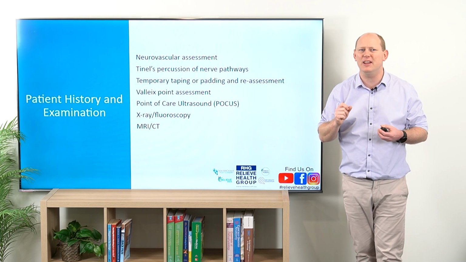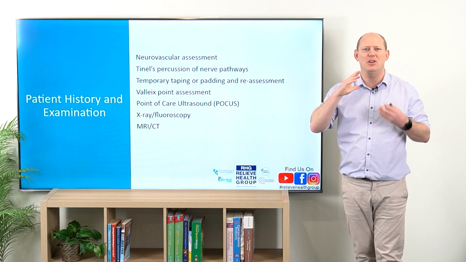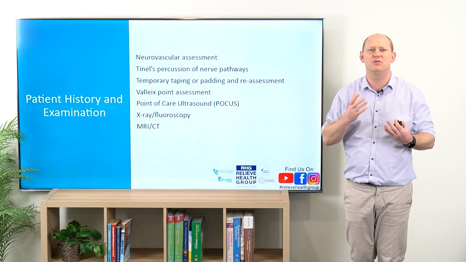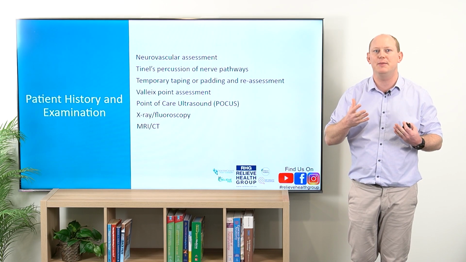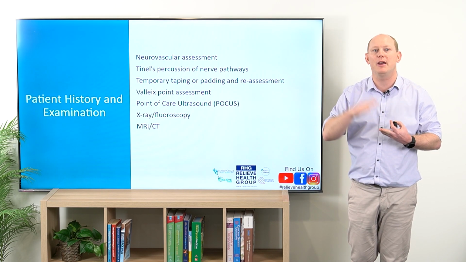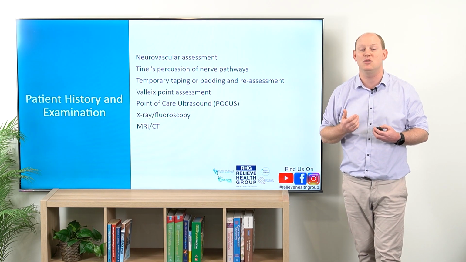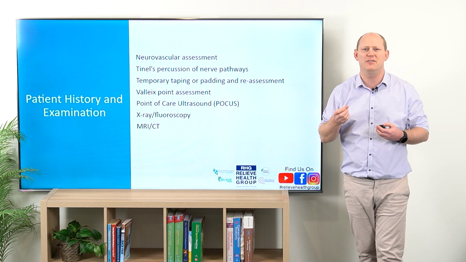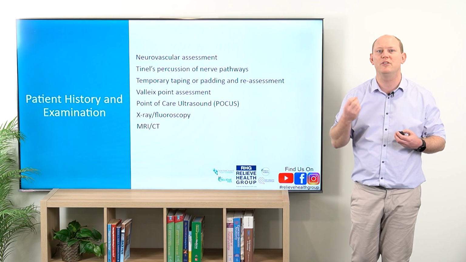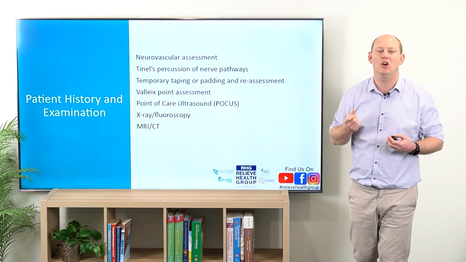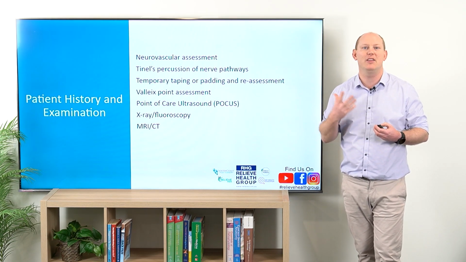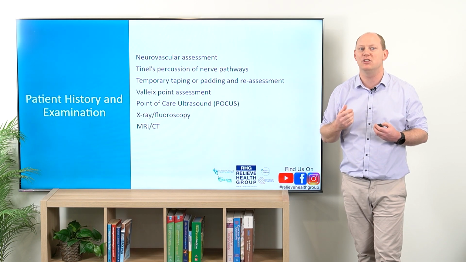Now, you can do a Valleix point assessment here. This is a really good idea to get an idea of where their pain is locally, but are there any other areas that are sensitive as we start going up that lower limb as well? And this can be indicative that there's more of an entrapment and there's more of a neurological aspect that we're looking at than maybe we initially considered.